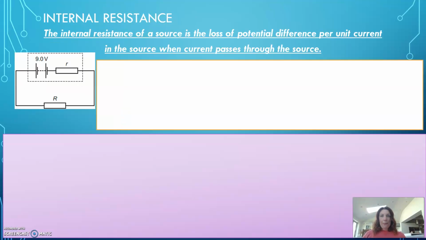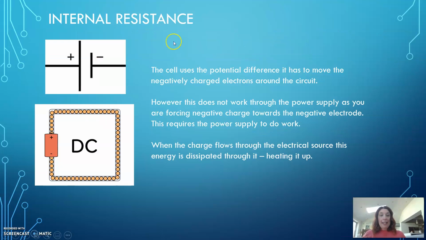So let's have a look. This heating effect is called internal resistance. There is a resistance to the electron flow here.